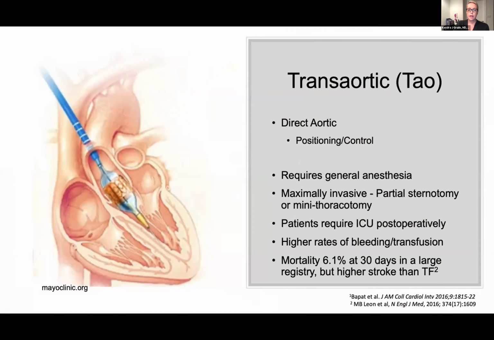Similarly, transaortic is also maximally invasive, requires general anesthesia, partial sternotomy or mini thoracotomy, and the patient requires ICU postoperatively, with higher rates of bleeding and transfusion, and again high mortality, 6.1% at 30 days in the large registries, but unfortunately also with higher stroke rates than transfemoral. The benefit is easy positioning. This makes for a direct access to the aortic valve. So there is a role for it, but it should be reserved for those patients who really have no other options.